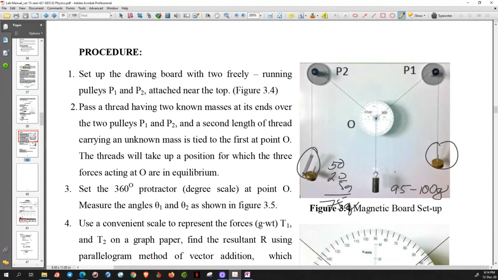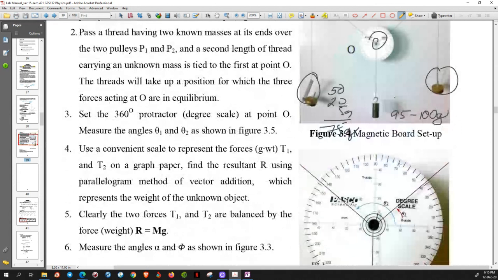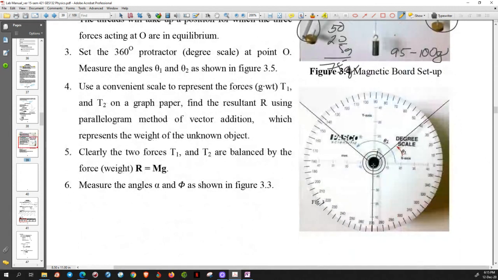What else? You should make sure that here in the center, the two strings are meeting in the center of the degree scale here. You can use your finger to move the string a little bit. You can adjust the degree scale because it has a magnet, but you can also use your finger to move all three strings tied together to the center.